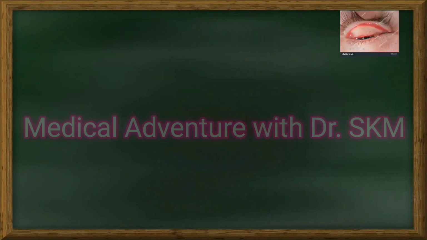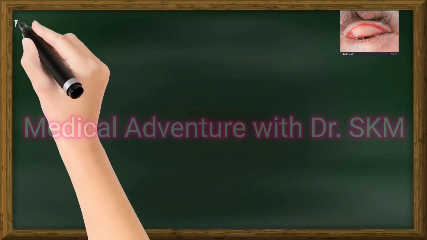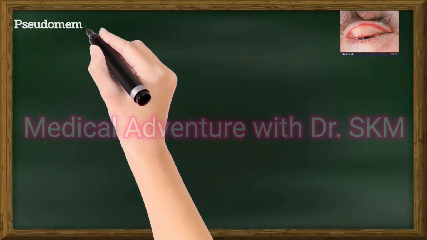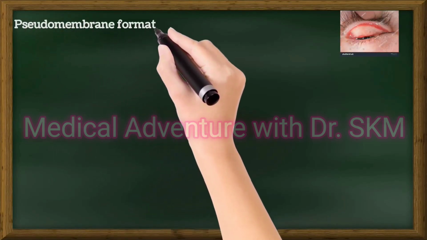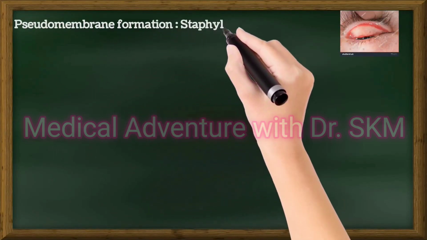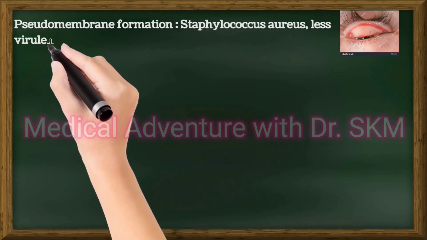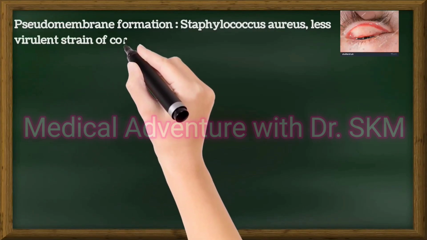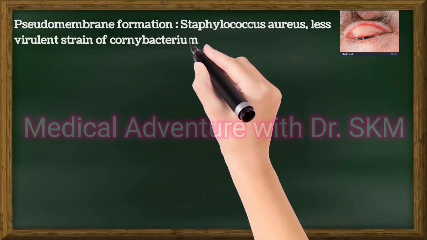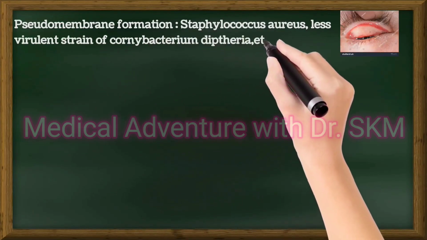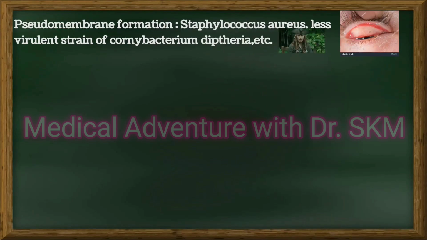Apart from these, there are other types of conjunctivitis, such as pseudomembranous conjunctivitis. In this type, a false membrane, known as a pseudomembrane, forms. This membrane doesn't remain true but rather consists of a collection of dead cells and inflammatory debris, among other things. Pseudomembranous conjunctivitis can be caused by Staphylococcus aureus and Corynebacterium diphtheriae.